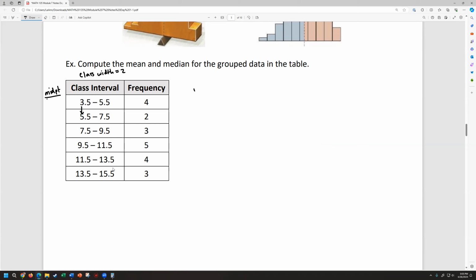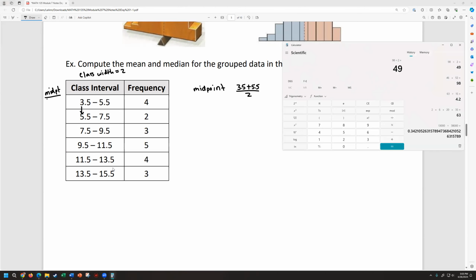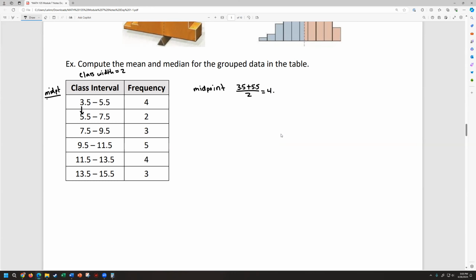So to find the midpoint of that first group, you take the start and the end of that interval, add them together, and cut them in half. Essentially, you're finding the middle, just like we did when we did the median of two numbers. So 3.5 plus 5.5 is 9, divided by 2 is 4.5. Some people can visualize that and say, oh, halfway is exactly 4.5. But that's how you do it mathematically.